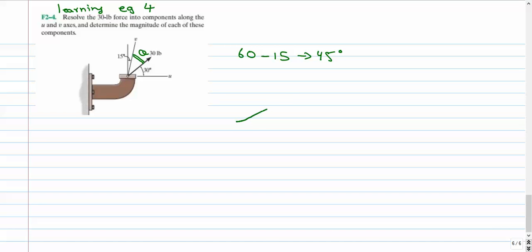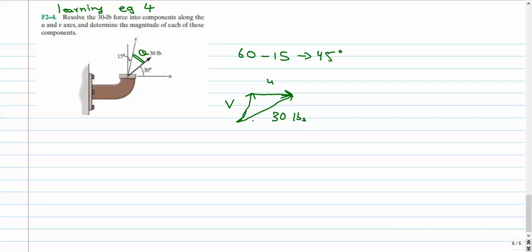We have the 30 pound force right here. Then its two components are going to be in the direction of the v-axis and the u-axis. The u-axis is completely horizontal, so let's draw that axis right here, like this. This is our u-axis, and the v-axis is like this. So these two lines would be the components for this 30 pound force.